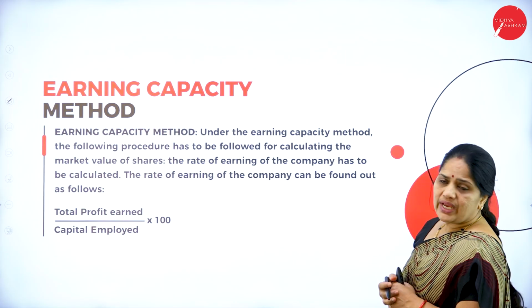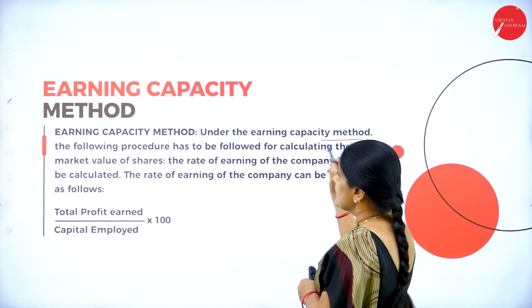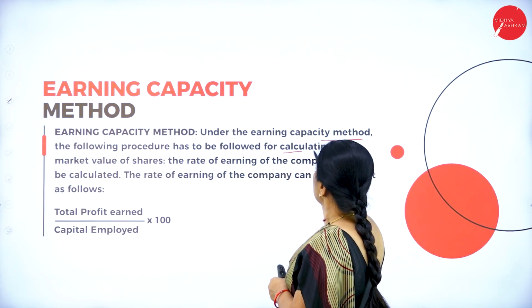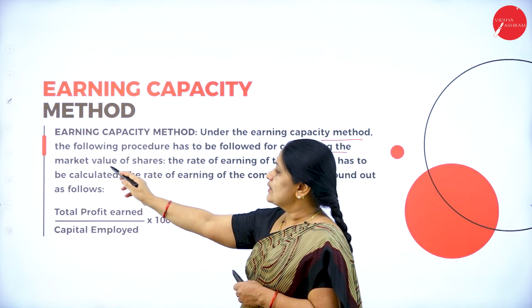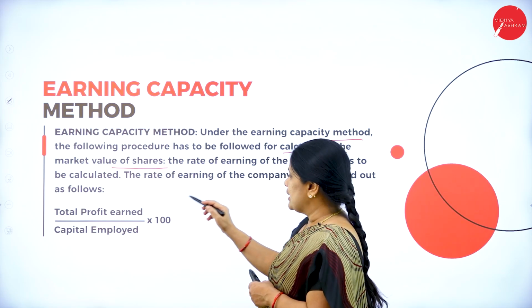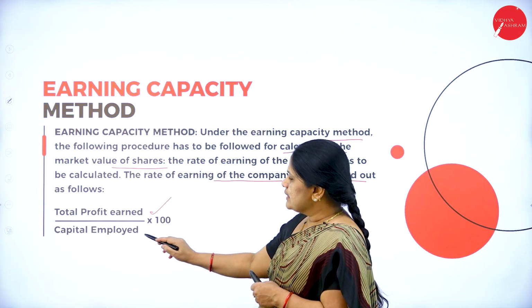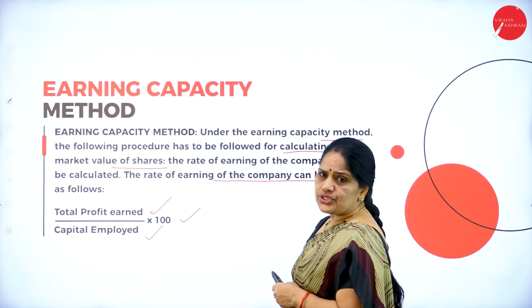Then next we have the earning capacity method. Under this earning capacity method, the following procedure has to be followed to calculate the market value of the share. The rate of earning of the company has to be calculated. The rate of earning can be found out by total profit earned divided by capital employed, into 100.